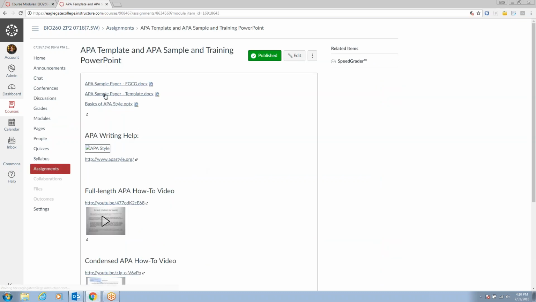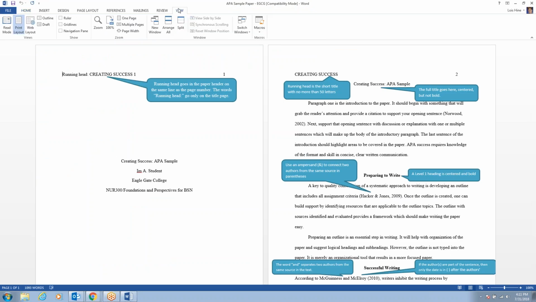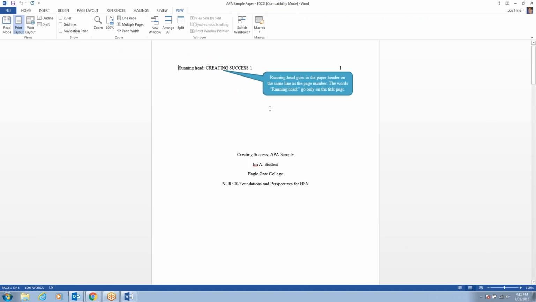And you go in here, and here's a sample paper. Look at that. It drops down to the bottom. Okay, so there's a sample paper, and it shows how to do it. This is the title page.